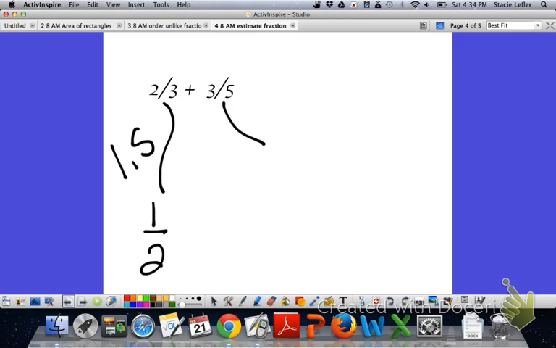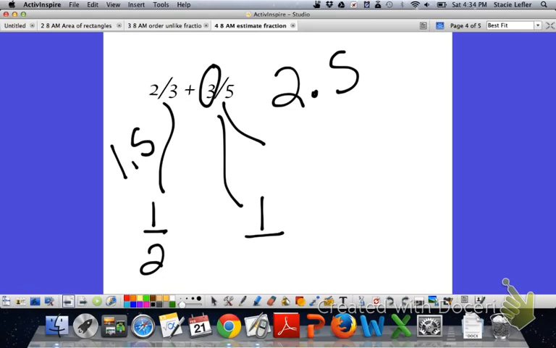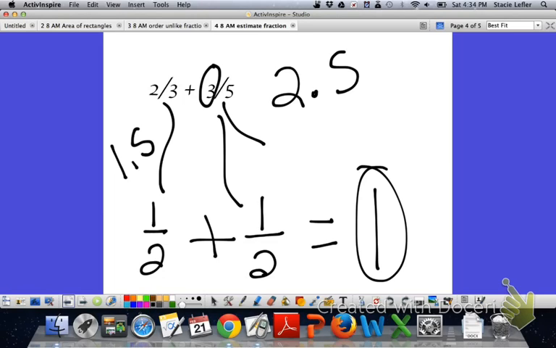3/5, half of 5 is 2.5. And the number 3 is only half a number away from 2.5, but it's 2 away from the number 5. So this one's going to round also to 1/2. And then we estimate the sum, and we would add 1/2 plus 1/2 to get 1 total.